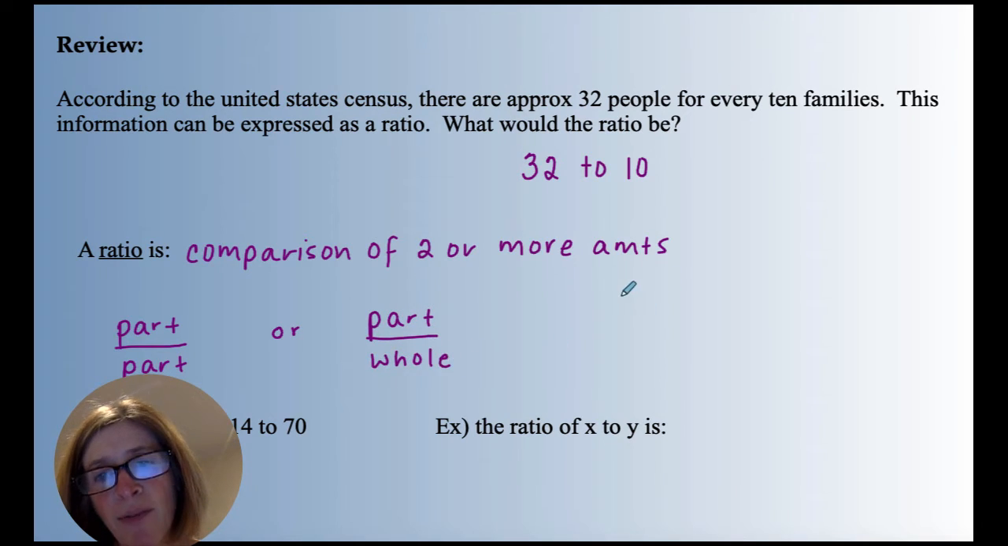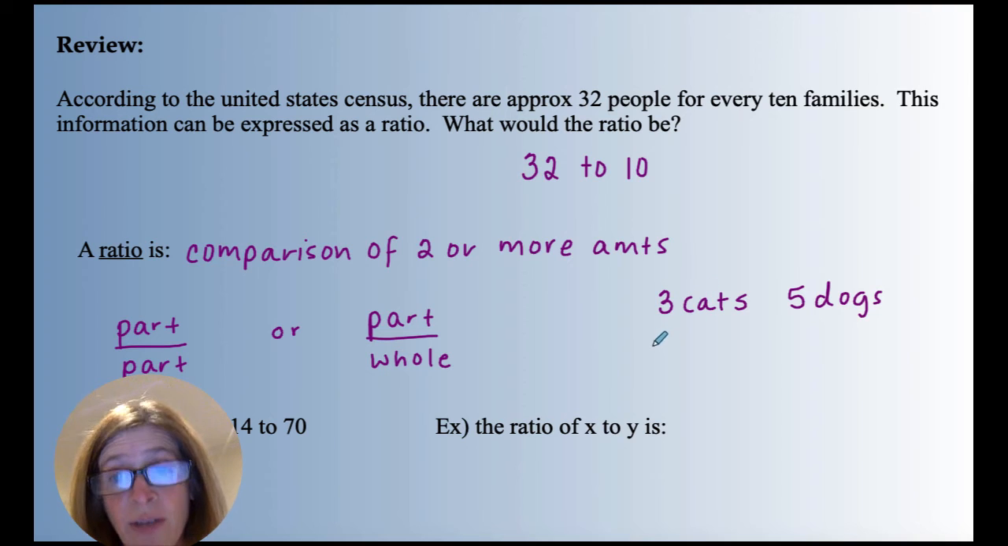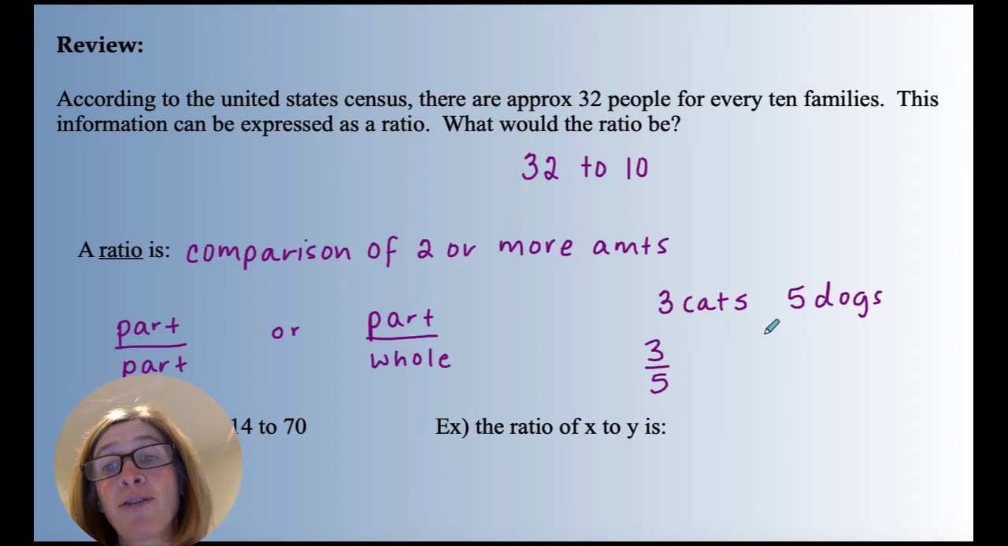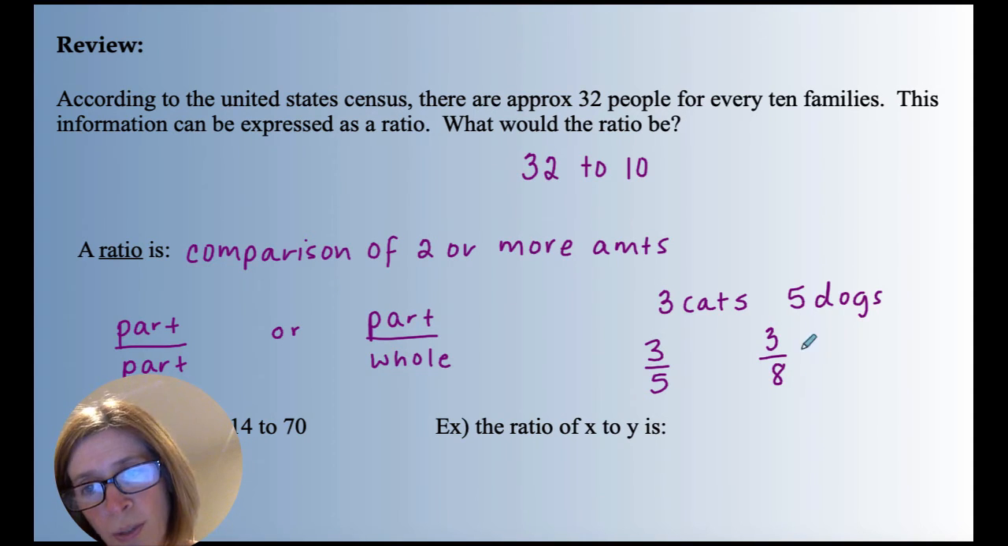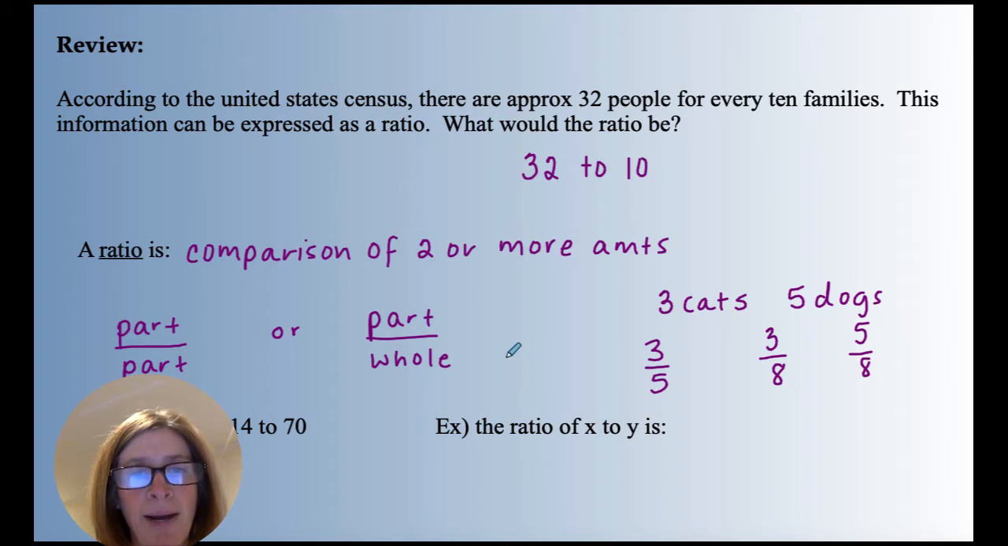Let's pretend that we have a room of 8 animals. You have 3 cats and 5 dogs. I could say that the ratio of cats to dogs would be 3 to 5. That would be a part-to-part relationship because I have 3 cats and 5 dogs. But I could also say that I have 3 cats to 8 animals. That would be a part-to-whole relationship. Or I could do 5 to 8, which would be dogs to all the animals in the room.